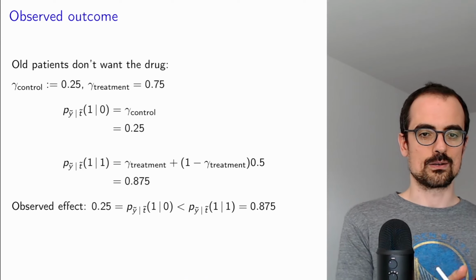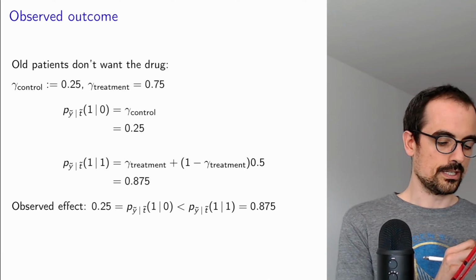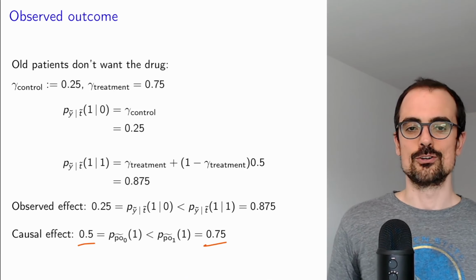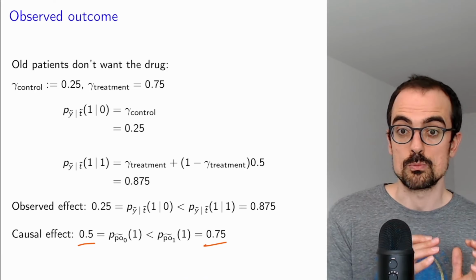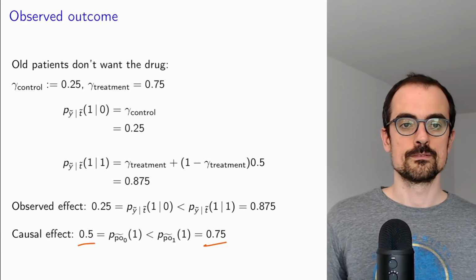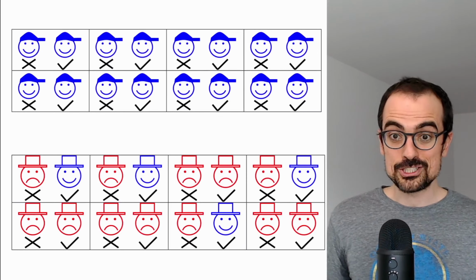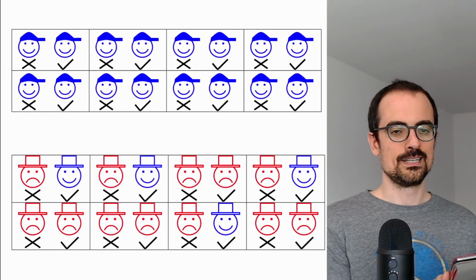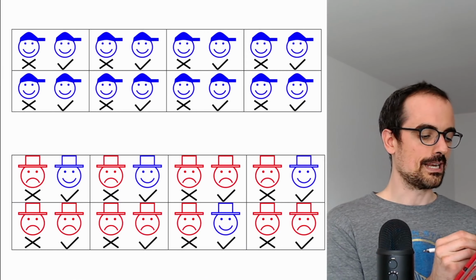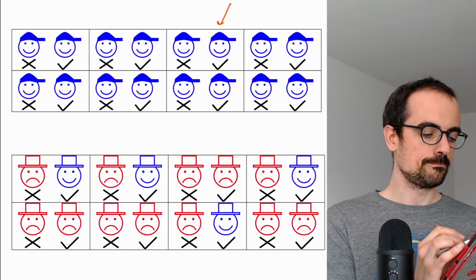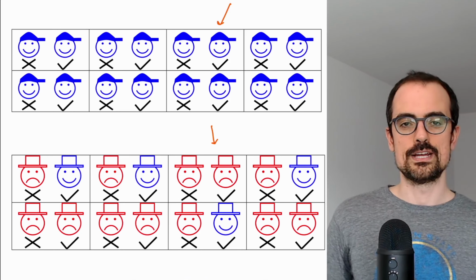Okay. In fact, this is the observed effect, and what we should observe is 0.5 and 0.75. The problem is we're putting more young people in the treatment group, so then the drug seems more effective. Let's take a look at a picture. This is our whole population of young people and old people. Again, realize that the young people recover no matter what. The old people recover more if they receive the medicine.